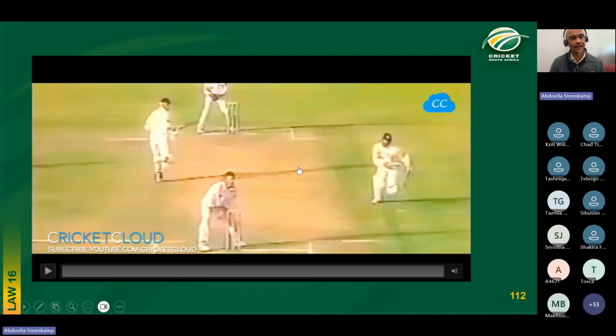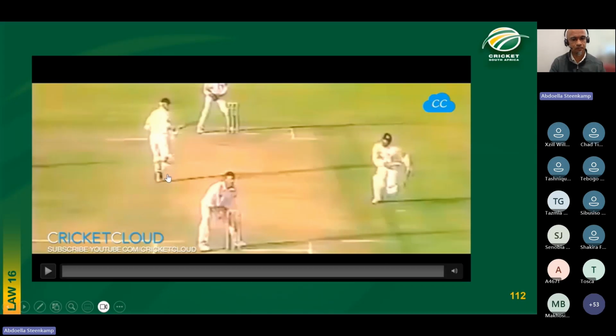Let's look at an example of a drawn test match that happened between England and Zimbabwe many years ago.